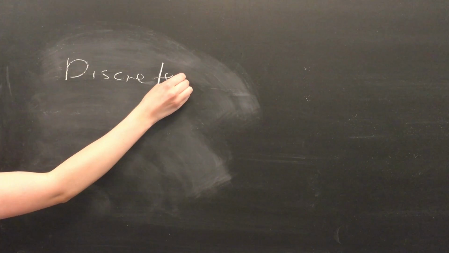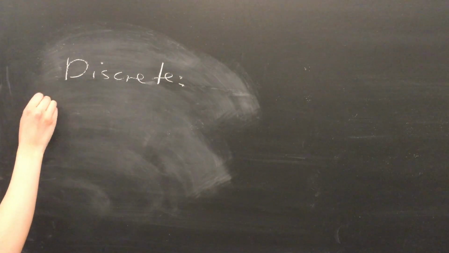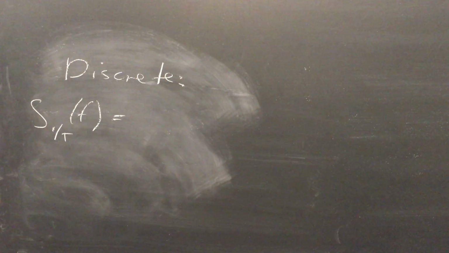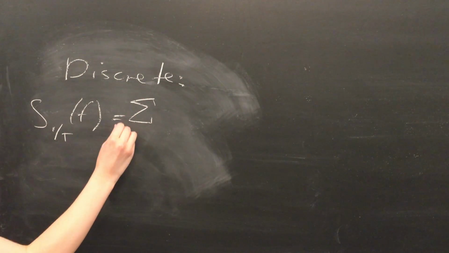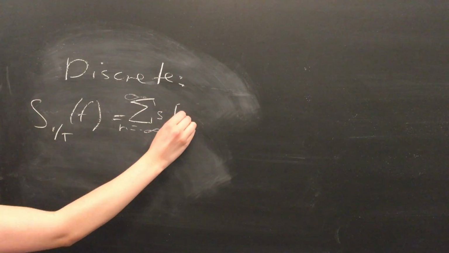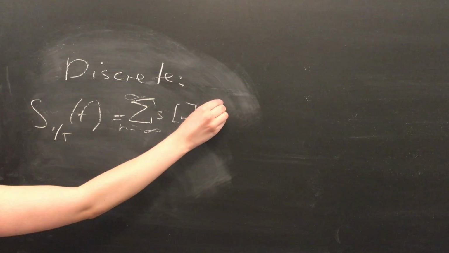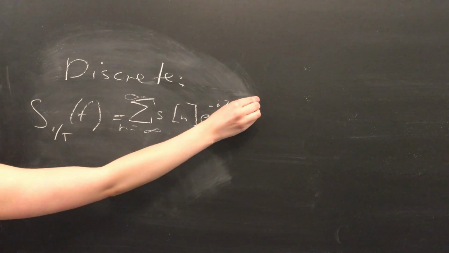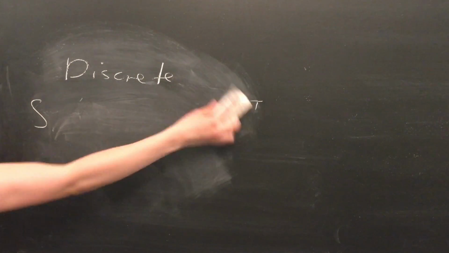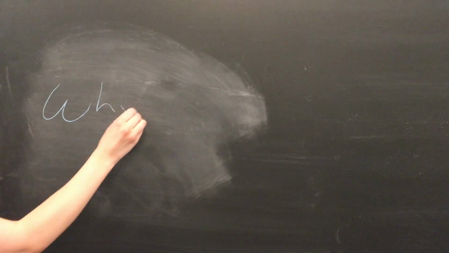Similarly, the discrete Fourier transform is found by using the following formula. Capital S of f with period 1 over T is equal to the sum from n equals negative infinity to positive infinity of the input function s of n times e to the negative i times 2 pi f n capital T. Just like the continuous Fourier transform, the discrete Fourier transform takes a time domain input and returns a frequency domain output. So you may be wondering why we even care about any of this.